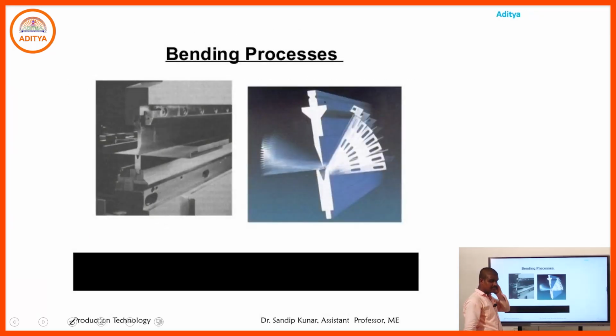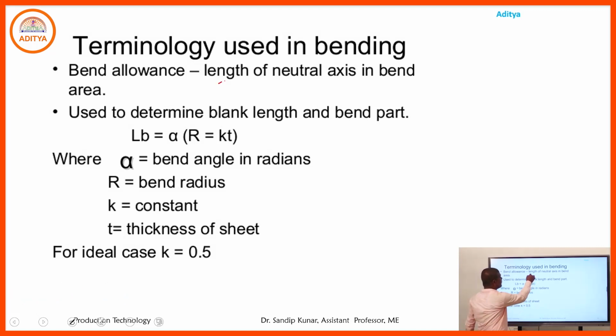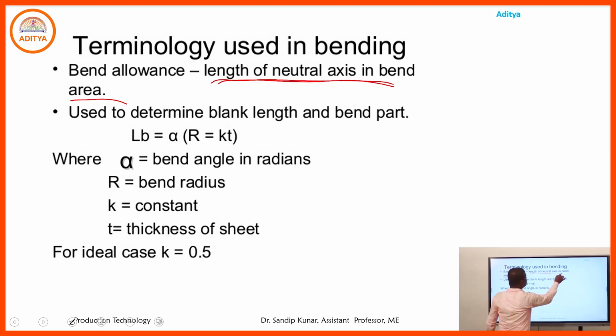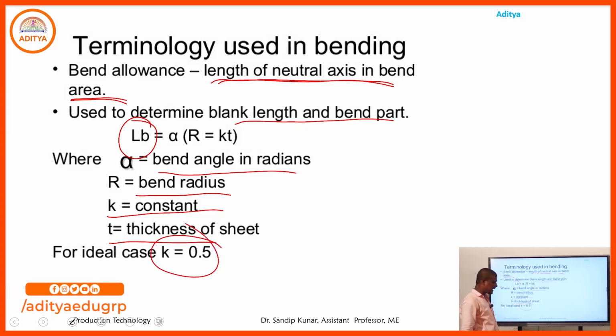The bending process is shown in that particular picture. Using that process we bend some sheet metal. Terminology: bend allowance is the length of the neutral axis in the bent area. To determine the blank length of a bent part, LB, the bend blank length, equals alpha times R or KT. Here alpha equals the bend angle in radians, R equals the bend radius, K equals a constant, and T equals the thickness of the sheet. For ideal cases K equals 0.5.